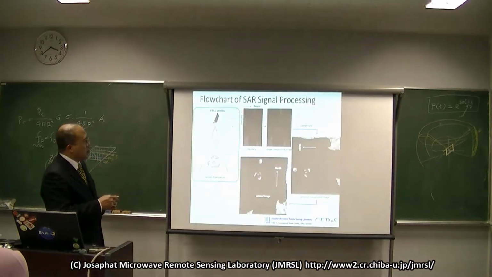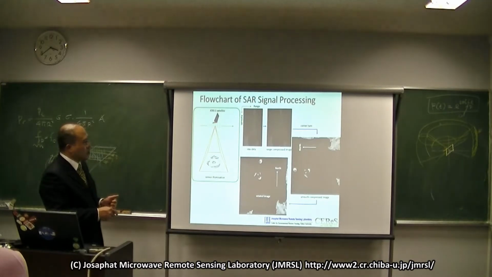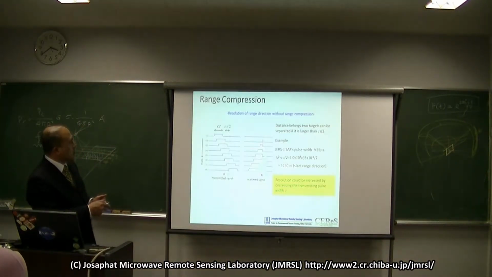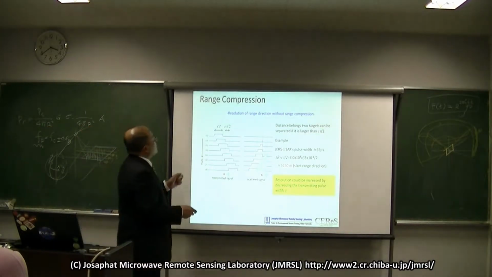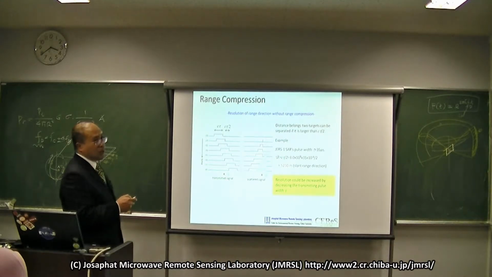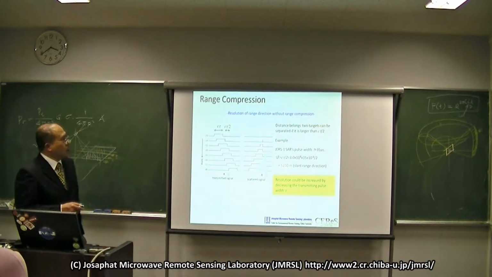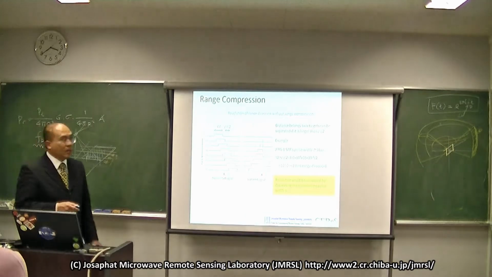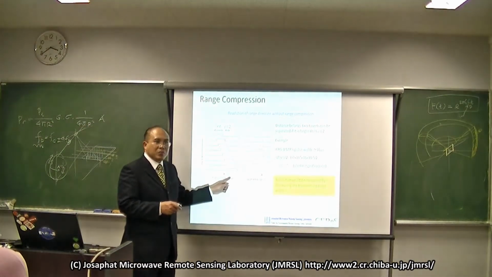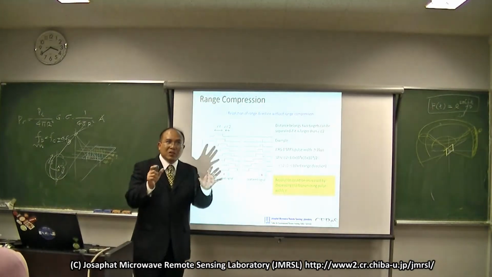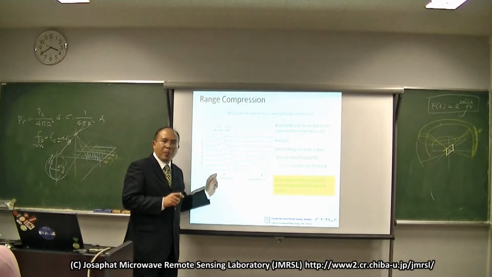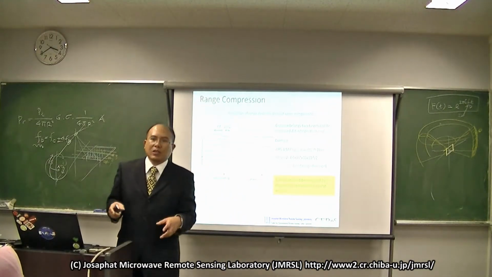It is okay. Raw data, range compression, azimuth compression, and then you can get this image. And okay, range compression. Here is before the range compression. Yeah? If we want to split or discriminate or know the minimum resolution.